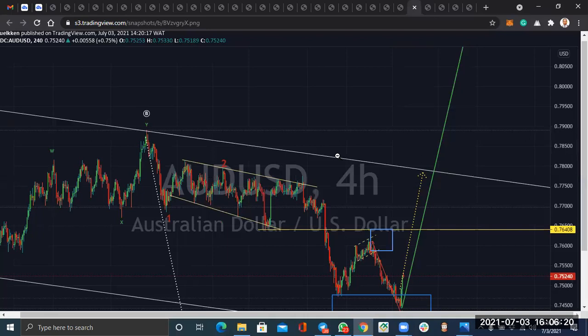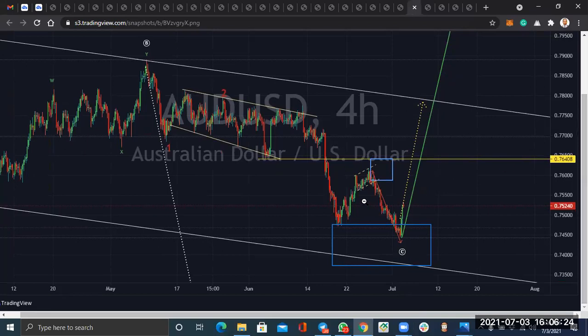AUDUSD. Okay, it has gotten to our target. This is our blue box. When it came to the blue box, I told you that it will still come down and go deeper. I have seen reasons that show me it will go deeper than this for now. Here is our adversarial zone, and it has reversed already.